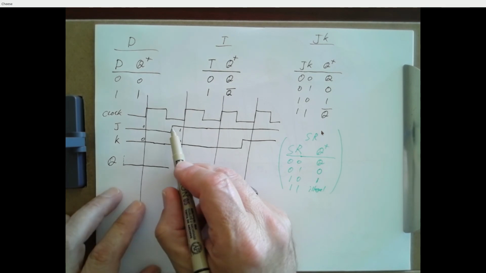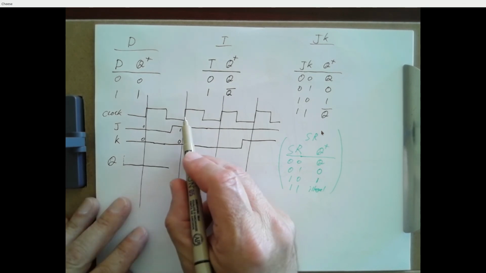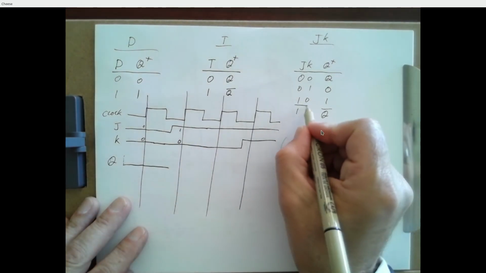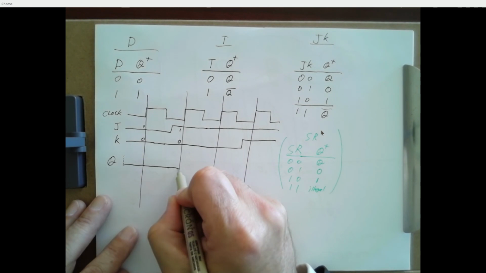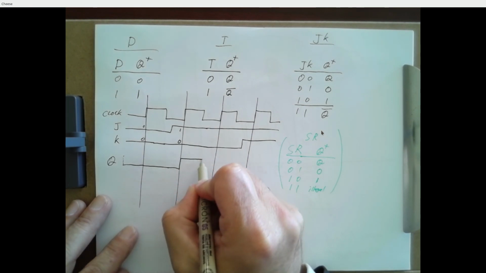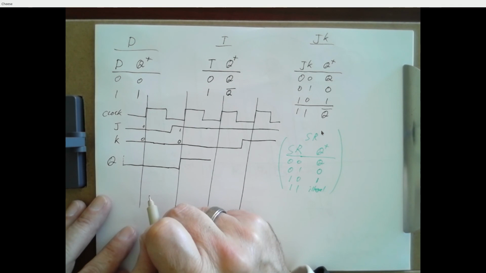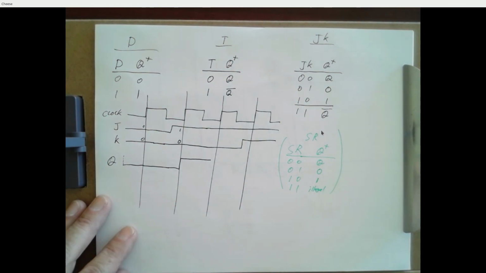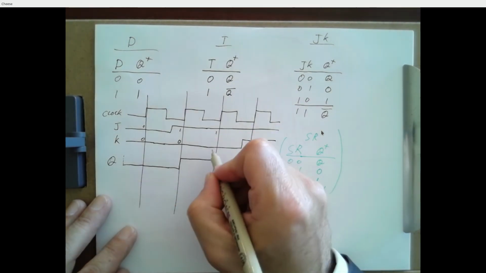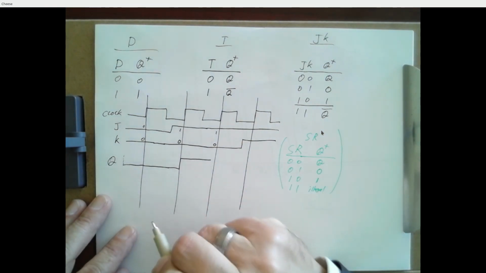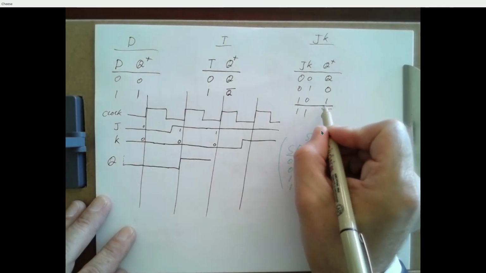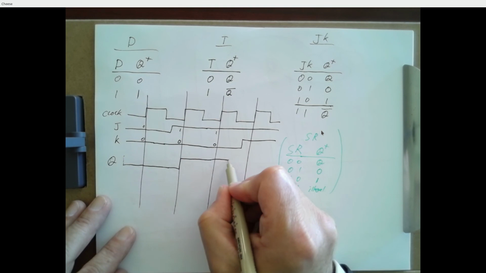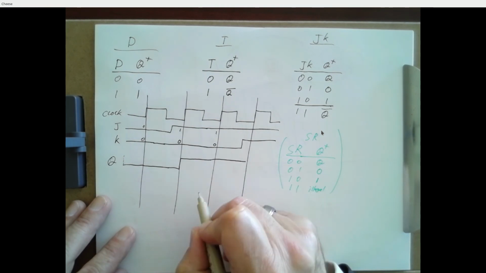So J changes to a 1, everything's still stable, but here the clock ticks. J is a 1, K is a 0. What happens to Q? It becomes a 1. And it's going to stay that way until the next clock tick. And here, J is a 1, K is a 0. So what's Q going to be after the clock tick? Q is going to be a 1. And it's going to stay that way until over here.